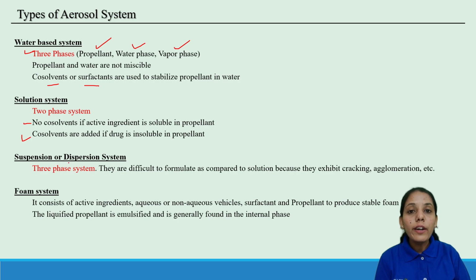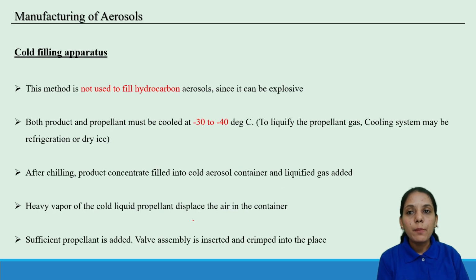Now suspension or dispersion system. This is also a three-phase system. Remember, water-based system, three-phase system. Solution, it is two-phase. Suspension or dispersion, also three-phase. They are difficult to formulate as compared to solution because they exhibit cracking, agglomeration. So these are the disadvantages in suspension. Next is foam system. So it consists of active ingredient, aqueous, non-aqueous vehicle, then surfactant, propellant to produce a stable foam. The liquefied propellant is emulsified and it is generally found in the internal phase. So these are types of aerosol system.